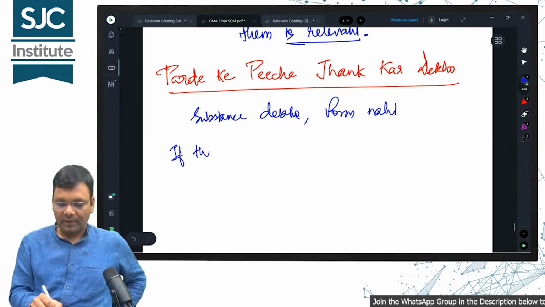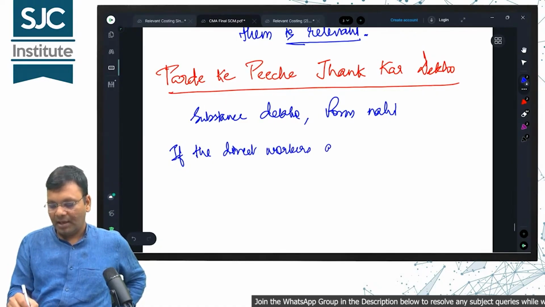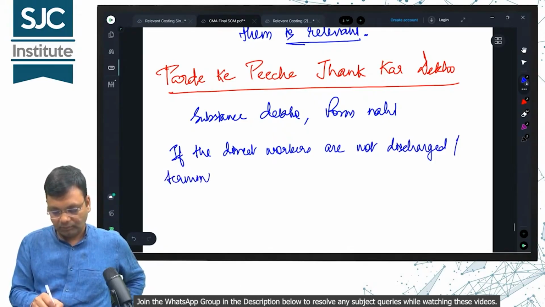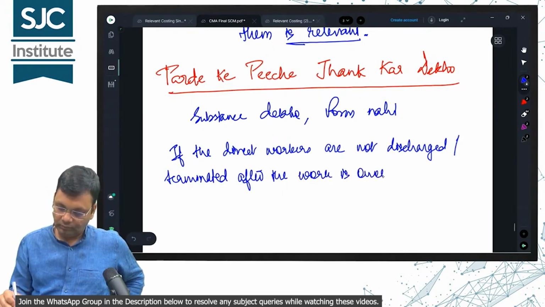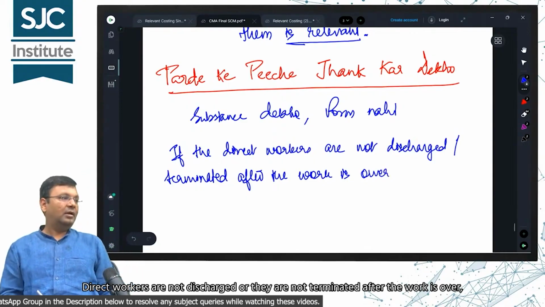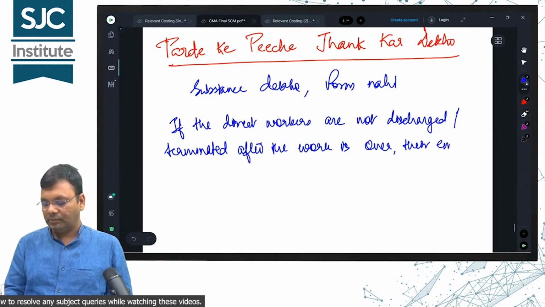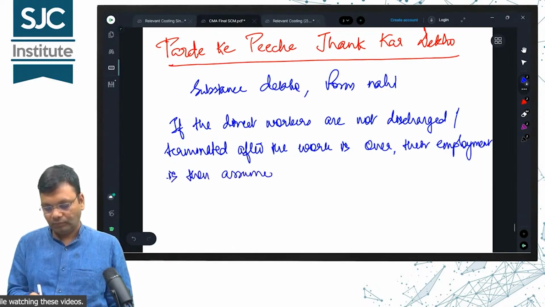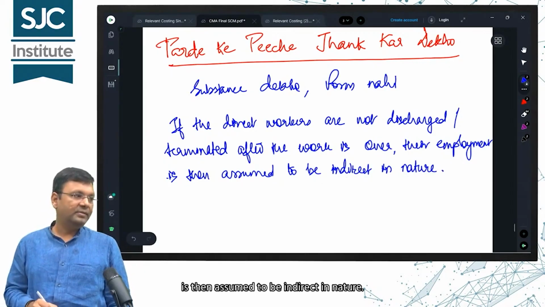So write here that if the direct workers are not discharged or terminated after the work is over, their employment is then assumed to be indirect in nature.